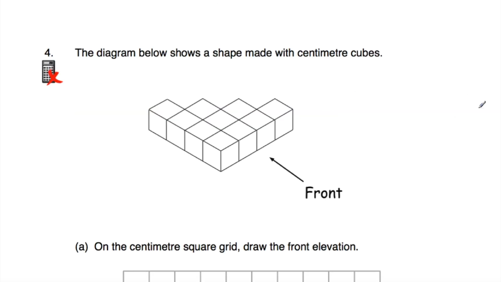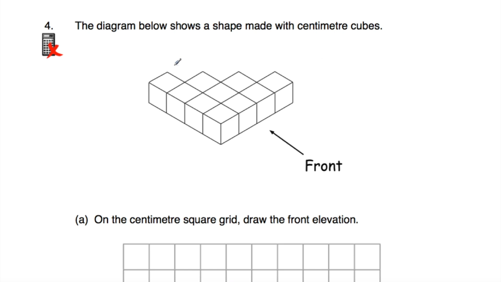Okay, let's look at our next question. So question number 4 says the shape below is made from centimetre cubes. So this shape's made from centimetre cubes. And we've got the front of the shape, that's the front elevation. And on the centimetre grid, we need to draw the front elevation.